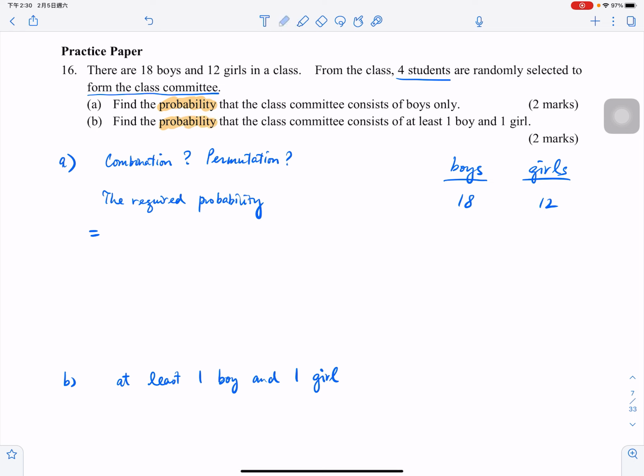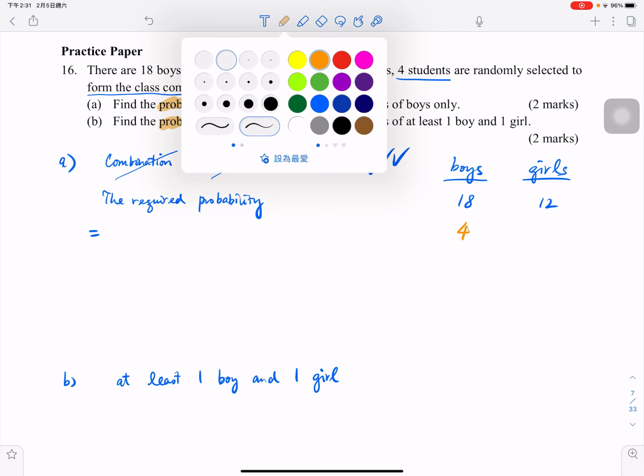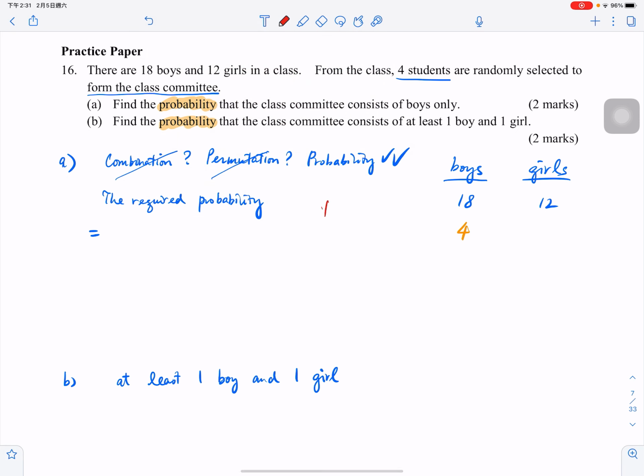That means this time no need to think about this 2, but you will use this 2. This time you need to find out the probability. How to find it? If this class committee consists of boys only, that means you choose 4 of them, all are boys. So how to think about it? Remember what the total possible outcomes are?